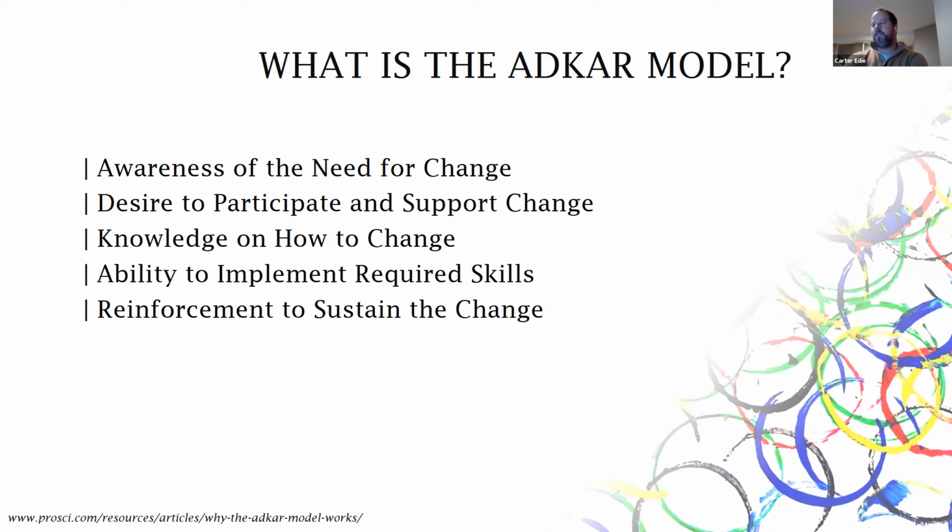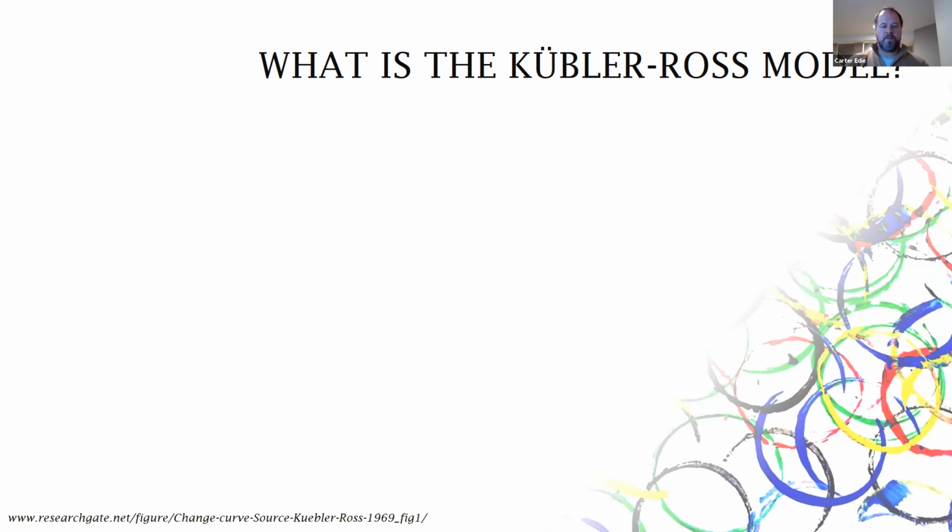Yeah, and the reinforcement to sustain the change. How well can the organization actually keep up with the new models and new techniques that they're trying to implement? And the Kubler-Ross model is more of one that comes from an emotional standpoint. It's also known as the change curve. So we might recognize this as the different stages of grief that you go through when something happens, particularly when there's a death or there's a major change or a major trauma to your continuity of daily life or routine.